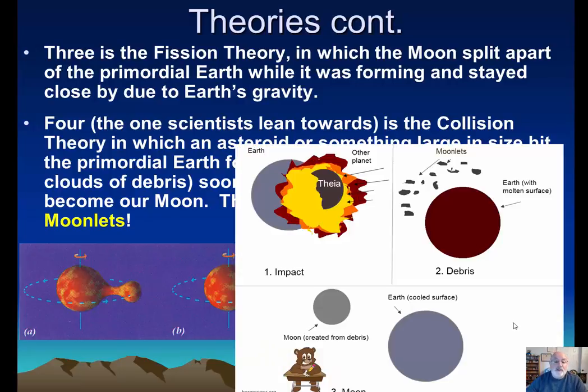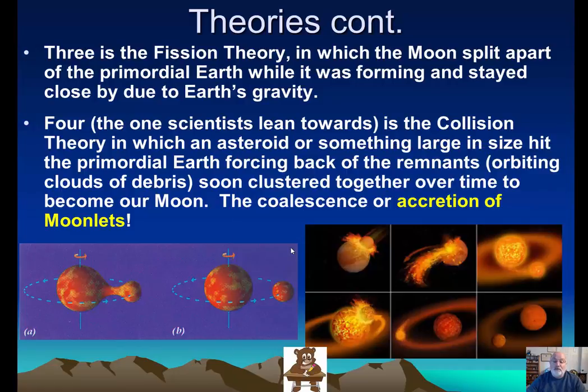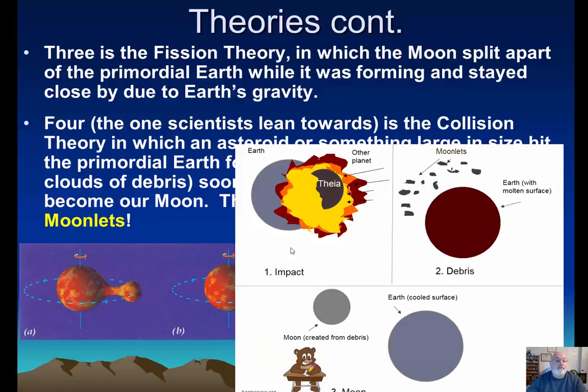And this is the diagram I'd like you to draw. So Theia comes in at an angle and then sends out material. This material coalesces or accretes and makes what are called moonlets. And then these moonlets come together to make the moon. And that's the one I'd like you to draw. Much easier than the one that was behind it, because that one would be kind of difficult.